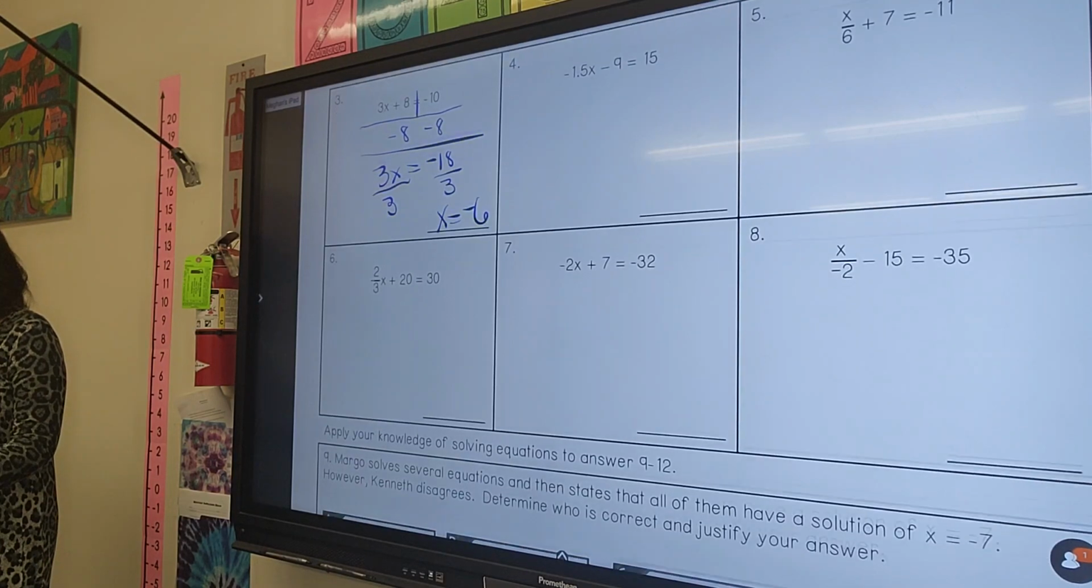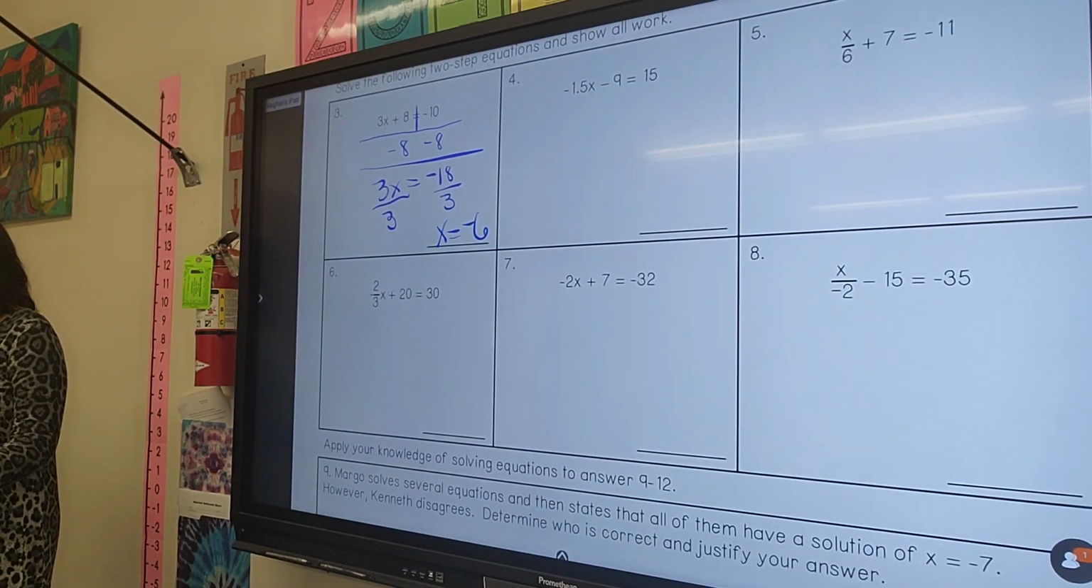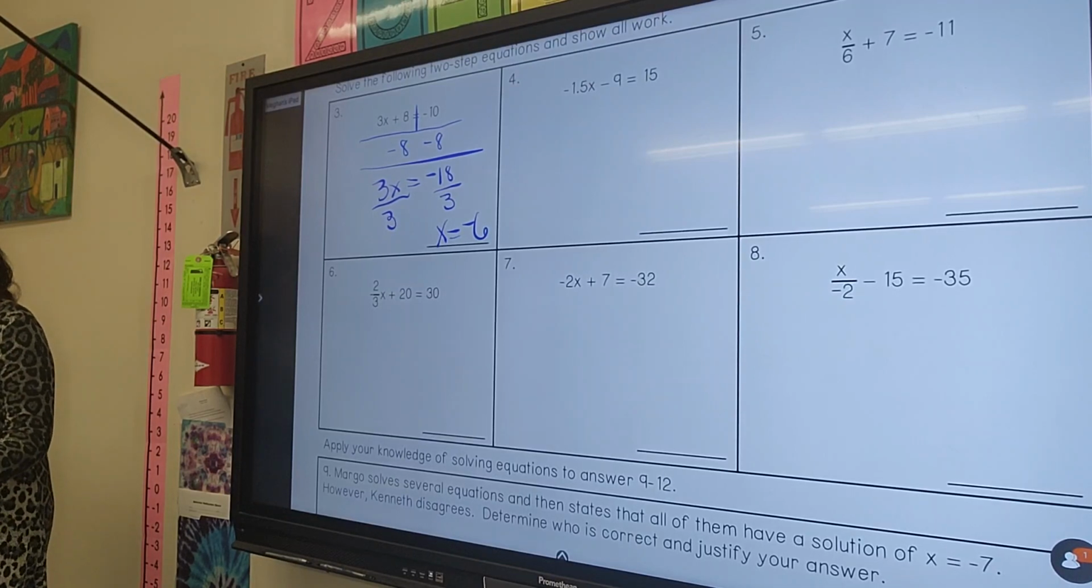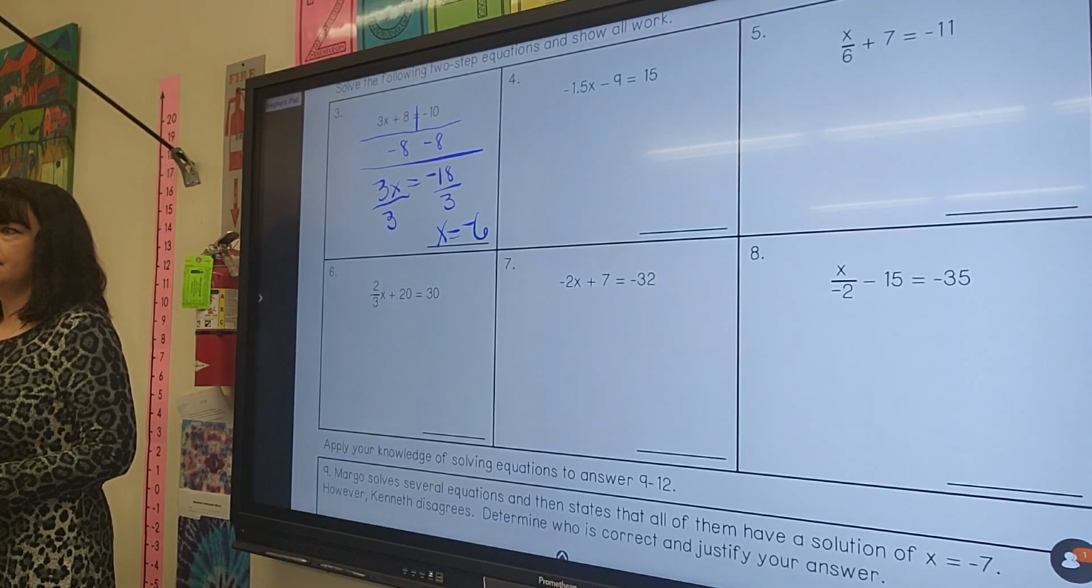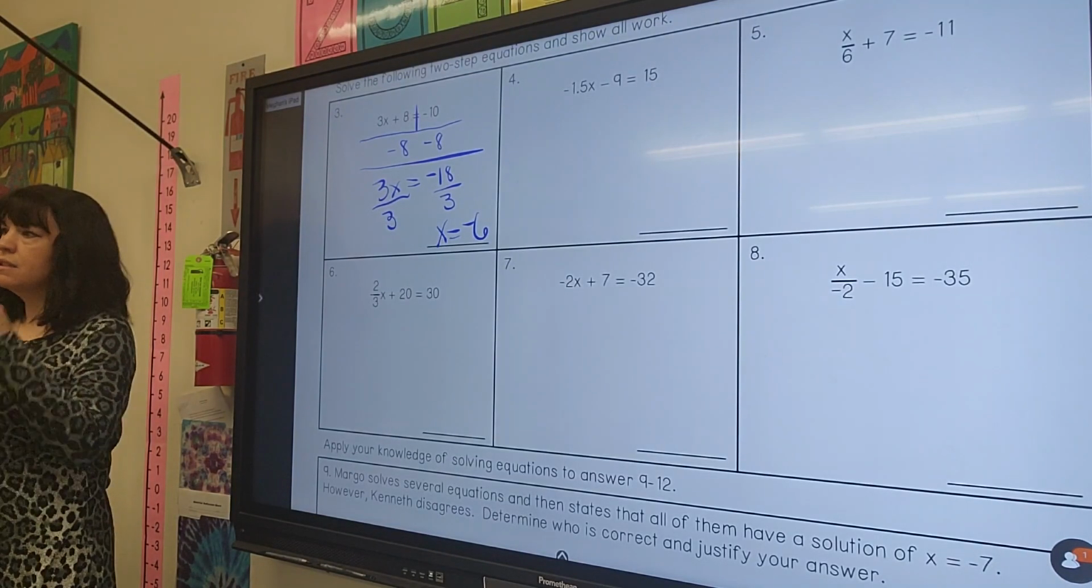Does anybody want to tell us what they got for number 6? DJ? -6 2/3. Not quite. It's gonna be a negative number, but it's a negative whole number. Wait, it's a negative whole number? It's not a fraction. No, it's not a fraction. Did anybody get negative 15? I got -15.